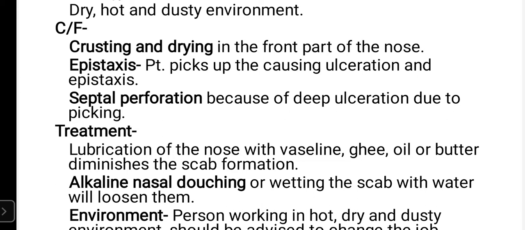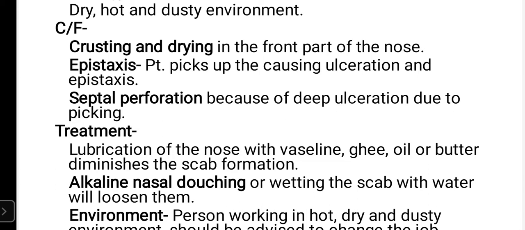Or with the help of a wet swab with plain water. You have to wet the cotton swab with plain water. That will loosen the crust that is formed in the nose, and the nasal cavity will be clean.